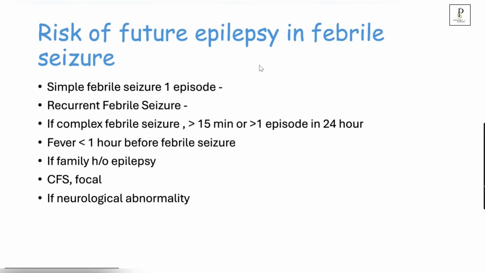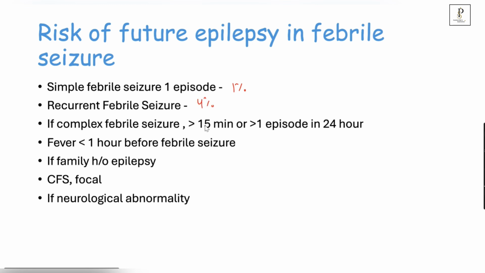Then risk of future epilepsy. What are the risks that my child will develop epilepsy in future? So if it is a simple febrile seizure, one episode of simple febrile seizure, the risk of epilepsy is just 1%. If it is recurrent simple febrile seizure, the risk is a little more, 4%.